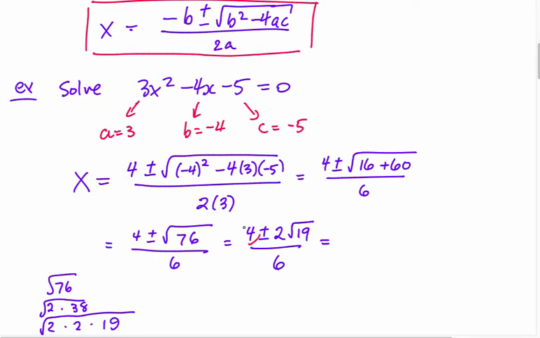And then these numbers here have a common factor, and if all 3 of them have a common factor, you can cancel that common factor out. So I'll do that, dividing each by 2: 2 plus or minus the square root of 19, 1 times the square root of 19, all over 3. And this is the correct answer.